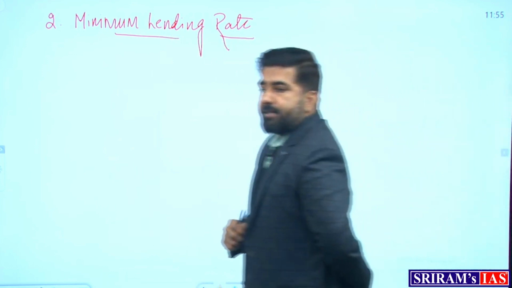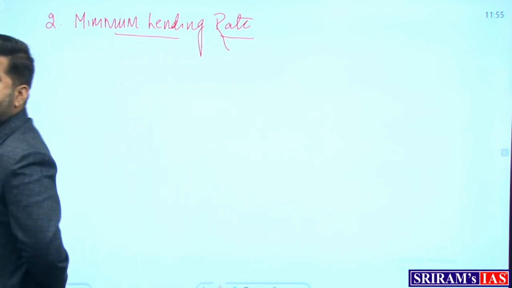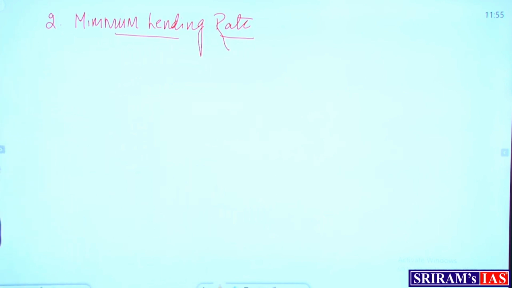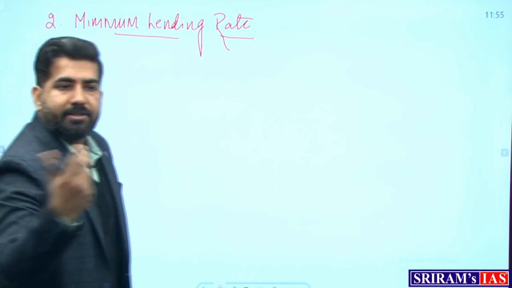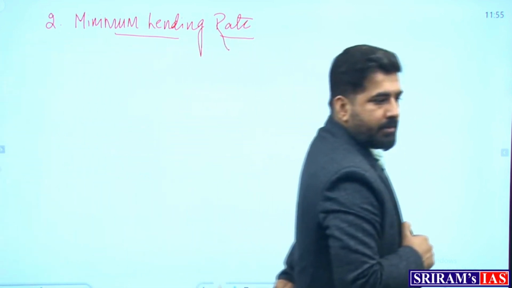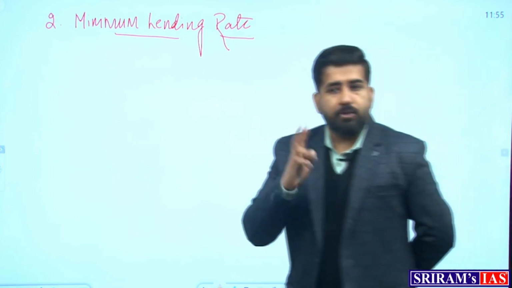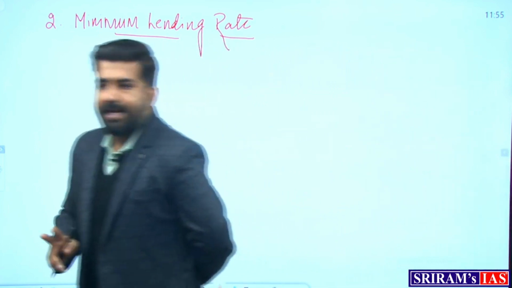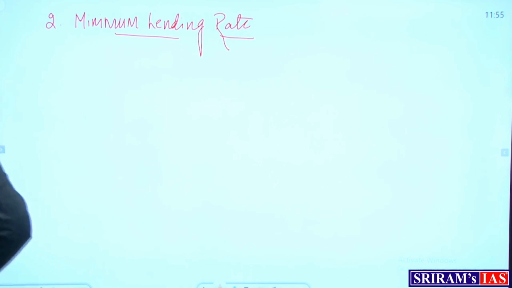Now the point is, who decides this minimum lending rate? First question. Second question, based on which parameters? Are you getting my point? There are two questions. One is, who decides, and second, based on what parameters.